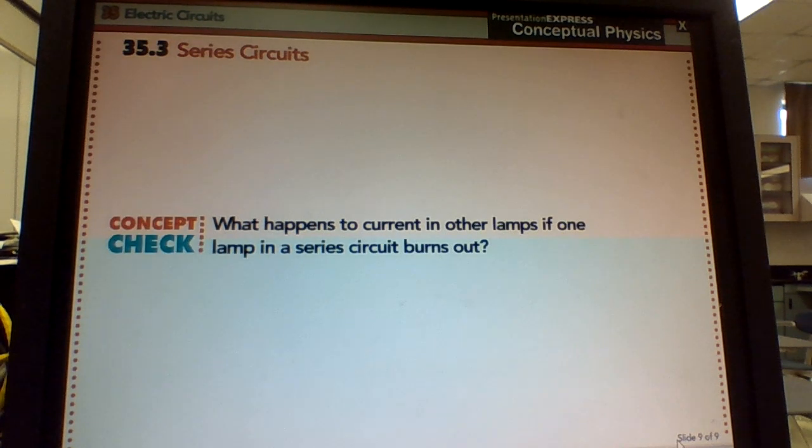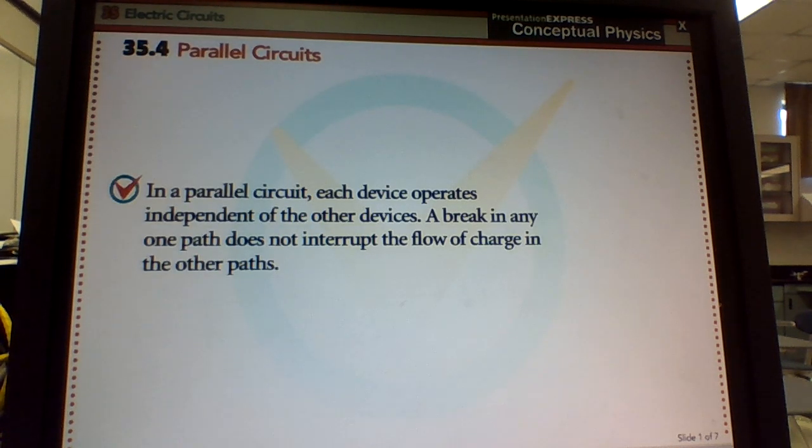So what happens to current in other lamps if one lamp in a series circuit burns out? They go kaput. They're done if the other bulb has burnt out. All right, and then parallel circuits. In parallel circuits, each device operates independent of the other device because they have a separate path. A break in one path doesn't disrupt the flow of charge in the other paths.